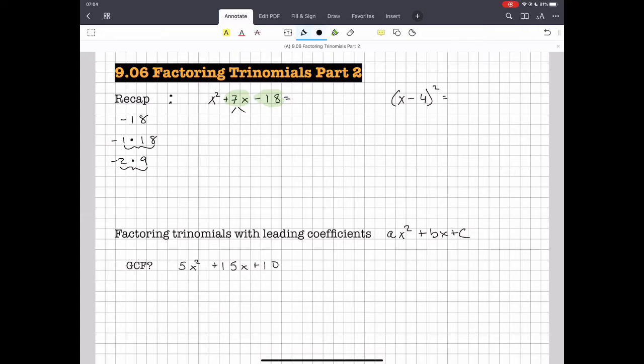So we broke this middle term down into negative 2x plus 9x, like that. And then we grouped two of them together like that. We created binomials, and we looked for common factors within each set of parentheses. So this guy here has an x in common. That would become x minus 2. This one, we have 9's in common, so that would become times 9, x minus 2, like that.